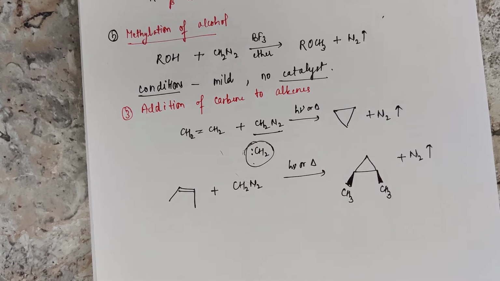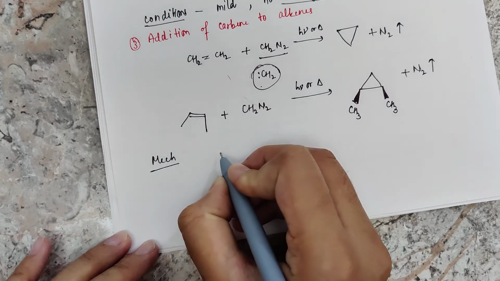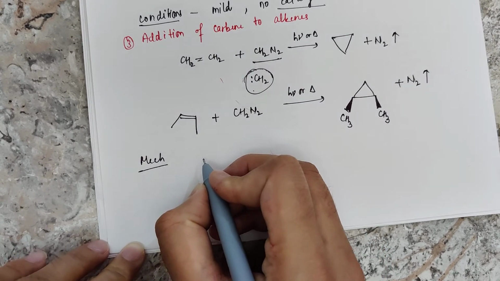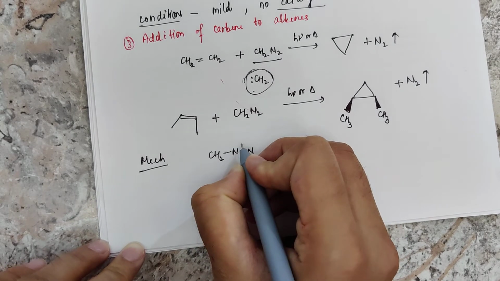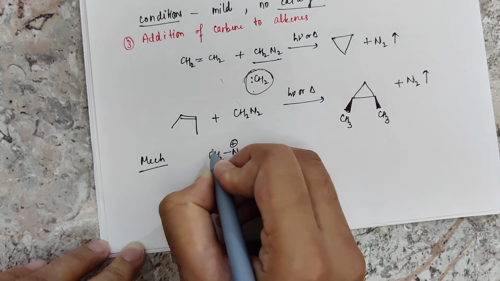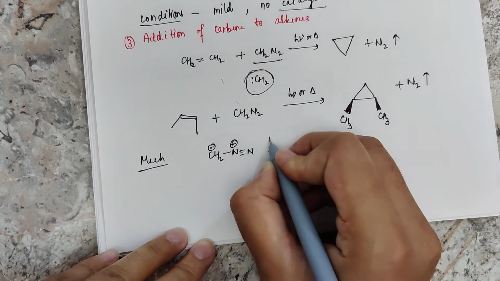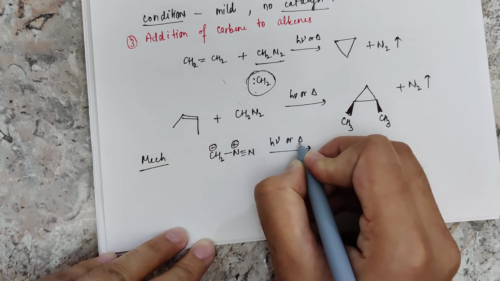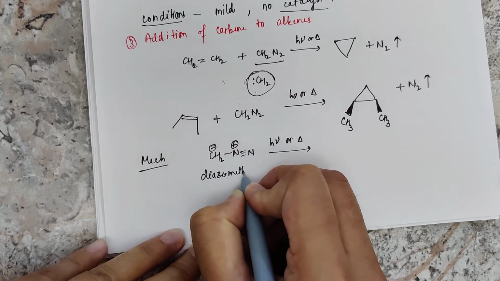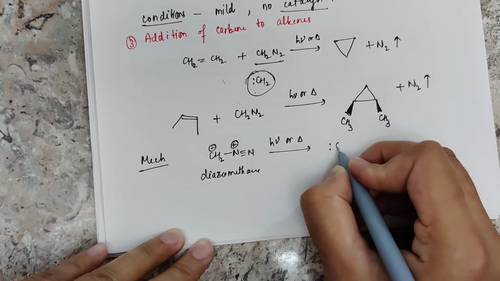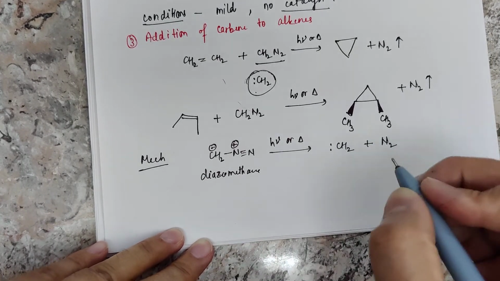So अगर हम mechanism की बात करें, mechanism in this case will be, first of all, generation. First step is generation of carbene. So when you have CH2 and triple bond and nitrogen will have a positive charge, this will have a negative charge. When you provide heat or sunlight to diazomethane, it will form the methylene radical and N2.